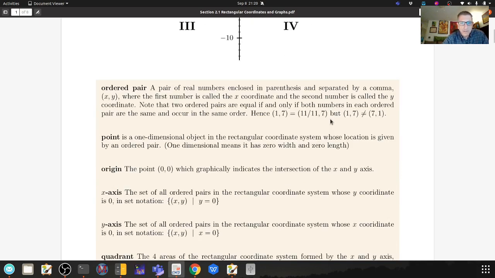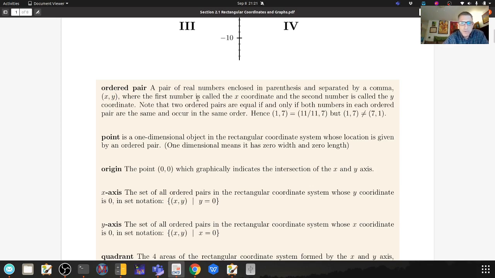So an ordered pair is a pair of real numbers enclosed in parentheses. These are not intervals. They are two-dimensional points, although they look like intervals. They're separated by a comma, and this is the general way we refer to them, x comma y, because the first number x refers to its position above or below the x-axis, and y refers to its position to the right or to the left of the y-axis.